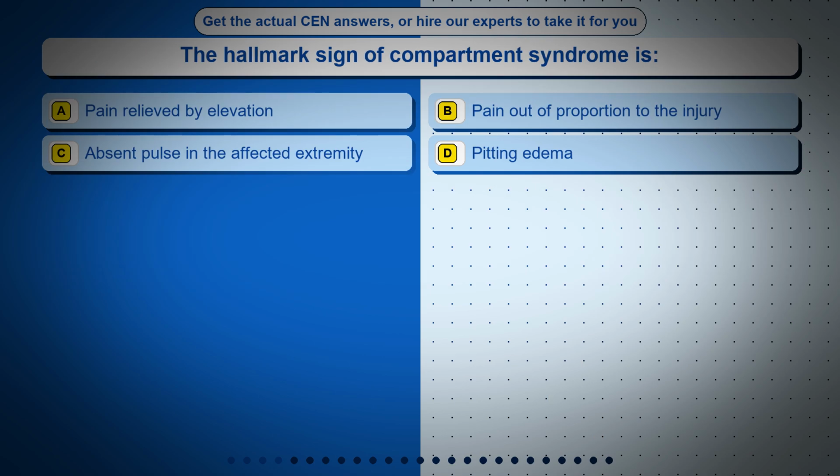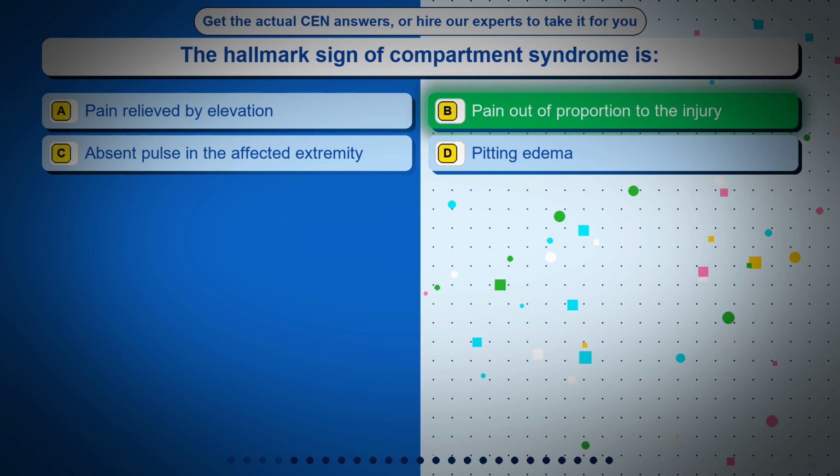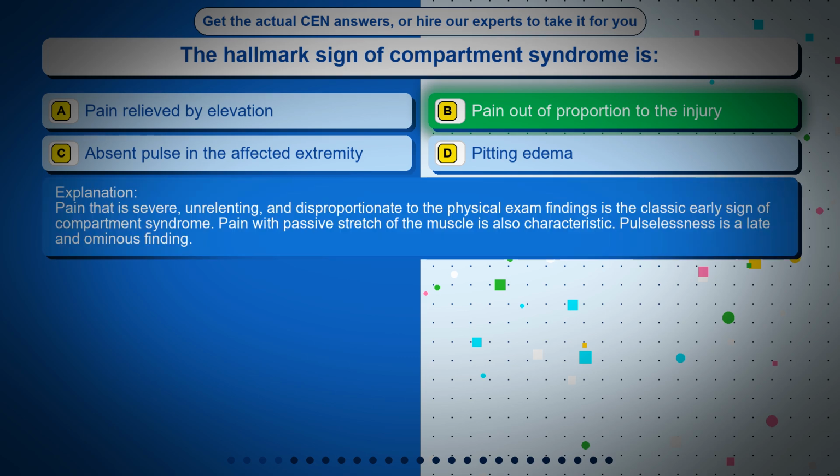Question 4. The hallmark sign of compartment syndrome is option A, pain relieved by elevation, option B, pain out of proportion to the injury, option C, absent pulse in the affected extremity, option D, pitting edema. The correct answer is option B, pain out of proportion to the injury. Pain that is severe, unrelenting, and disproportionate to the physical exam findings is the classic early sign of compartment syndrome. Pain with passive stretch of the muscle is also characteristic. Pulselessness is a late and ominous finding.